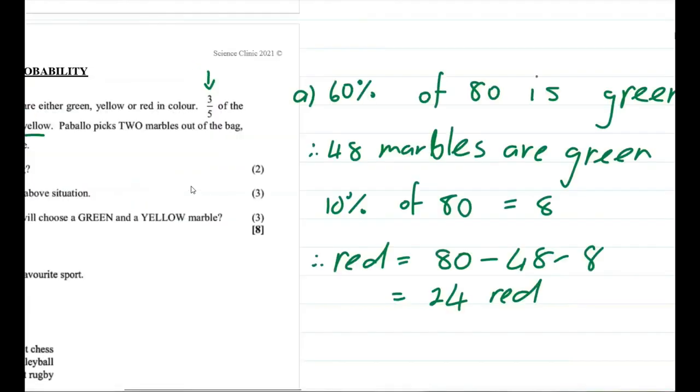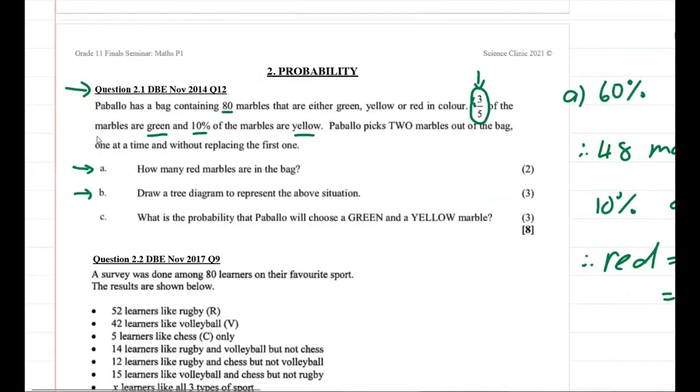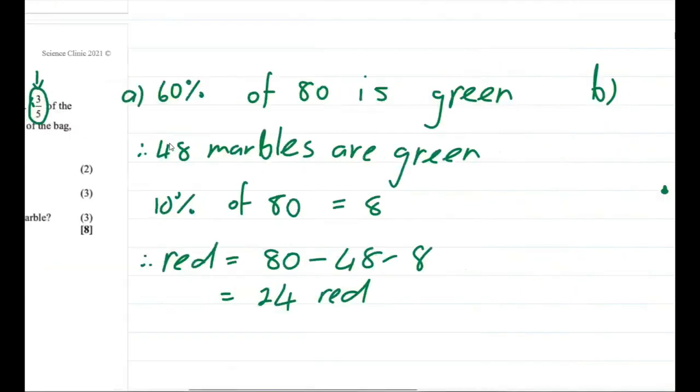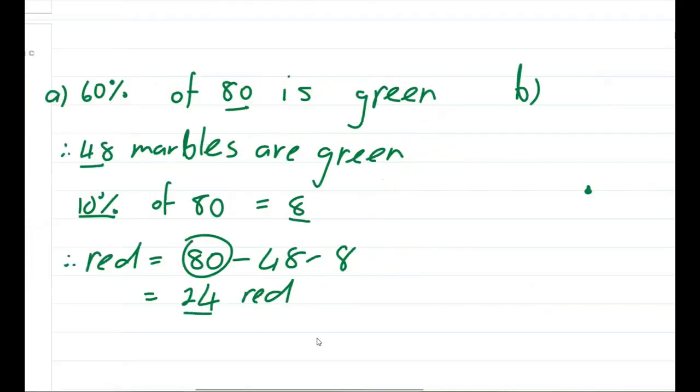I'm just checking here. Tando is asking, where did we get the 48? All right, Tando, if you want to know where the 48 came from, they say 3/5 of the marbles are green. So what we're going to do is take the 80 marbles and work out what's green. So 3/5, that's 60%. And 60% of 80 is 48. Then they also said 10% of the marbles are yellow, which means it's 8. And then we take the 80, we take out all the green marbles, we take out all the yellow marbles, and we're left with 24. Is that fine, Tando? All right.